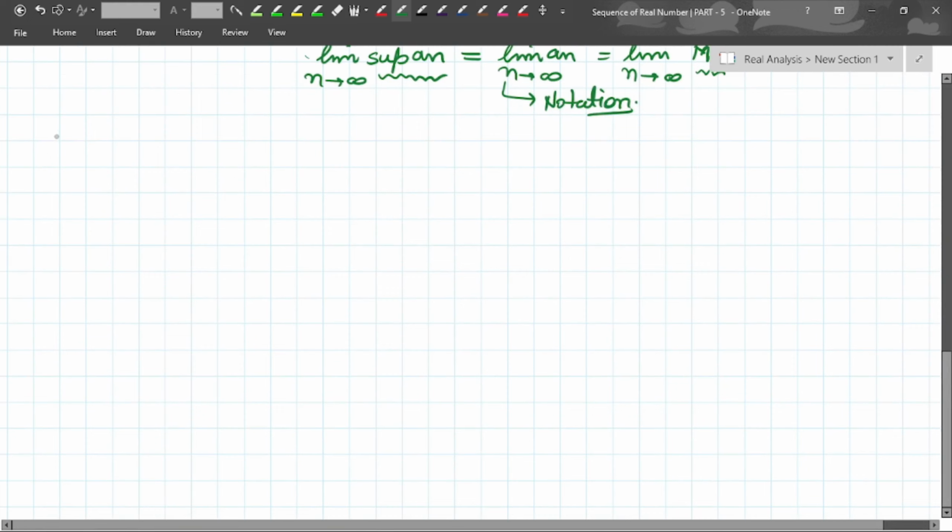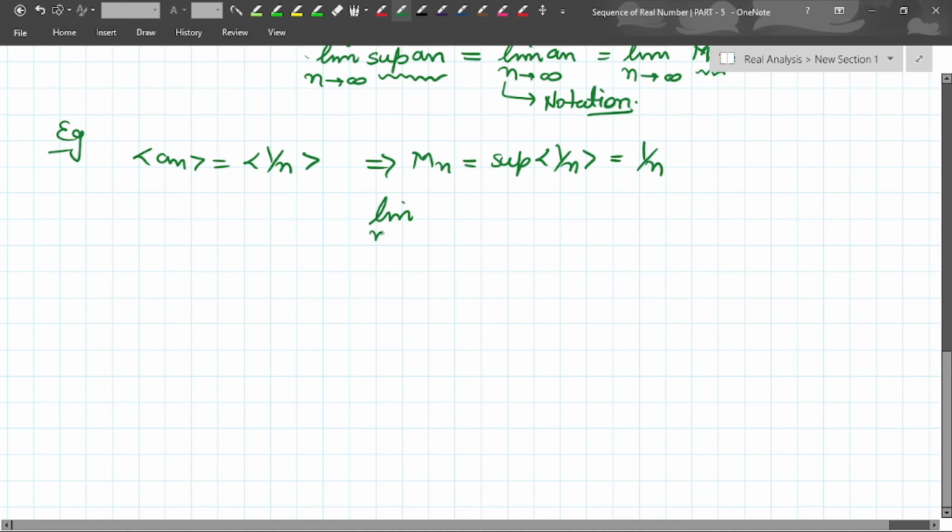Now take one example, whatever we have taken earlier, that is a_n equals 1 by n. What is the supremum of this? The supremum of 1 by n is nothing but 1 here. So m_n equals 1 by n. From here, if I take the limit as n tends to infinity, that is the limit superior, then what will be 1 upon infinity? That will be 0. The limit superior is going to be 0.